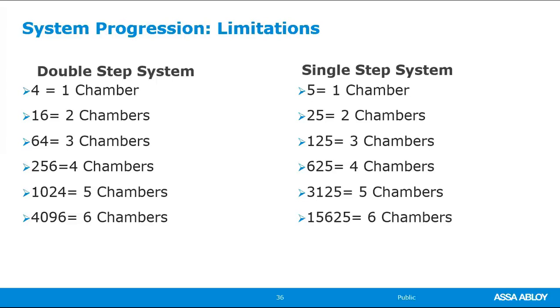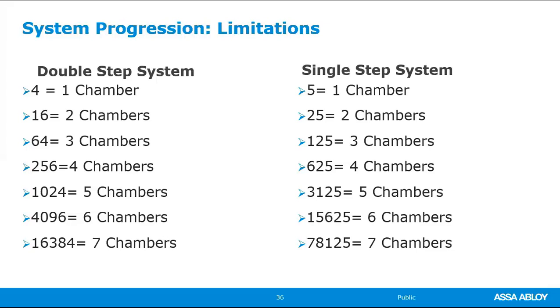You can see if I'm progressing 6 chambers in a double step system, I can get one master key and 4,096 changes. In a single step system, I can get one master key and 15,625 changes. What is powerful is if I have a 7-pin cylinder, my changes exponentially increase. I showed you this because I wanted to make it clear that master key systems are finite. In fact, single step systems didn't come out until the 1960s.